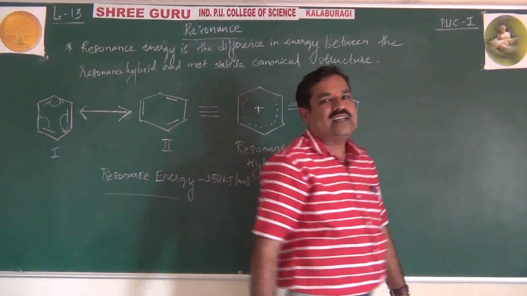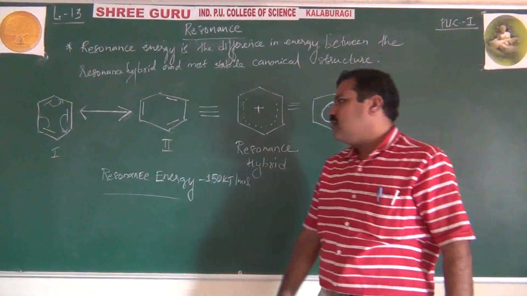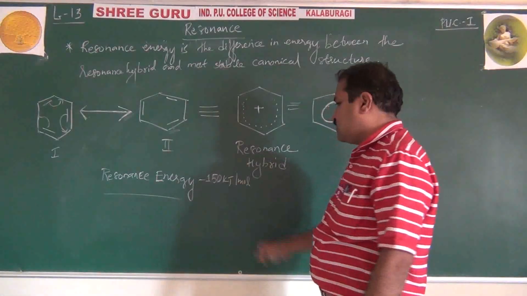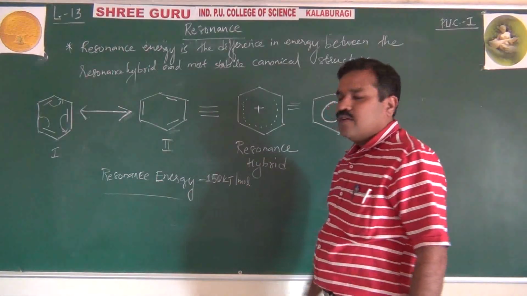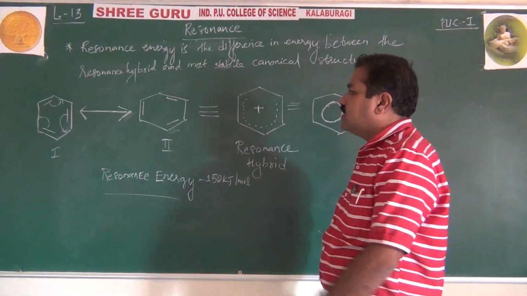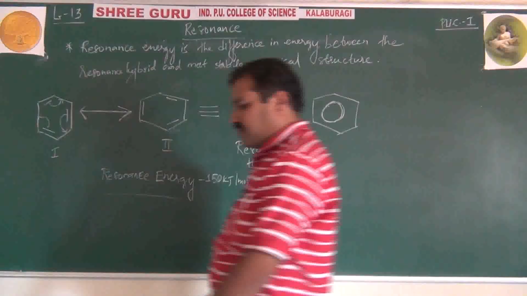How, sir? By X-ray diffraction method or by spectroscopic method, they will give the information of the bond length, and that will be calculated in terms of bond energy. It is only 150. So lower the resonance energy, higher the stability. Got it? This is one example.